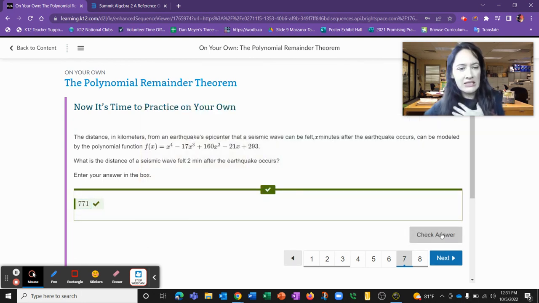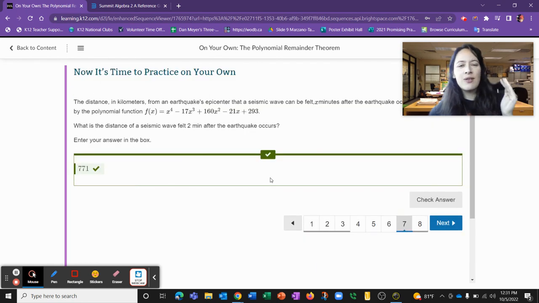Let's see. Woo! We didn't need to check our work because we got it correct, which means that we understand, we're ready to go, we're getting great practice. Practice is how you learn. You have to practice.